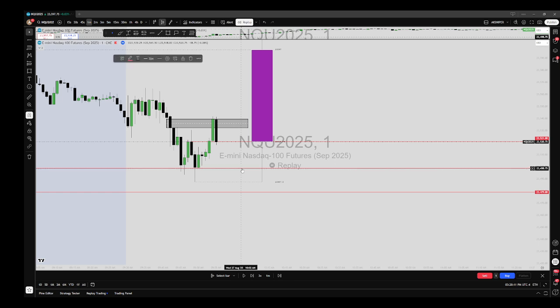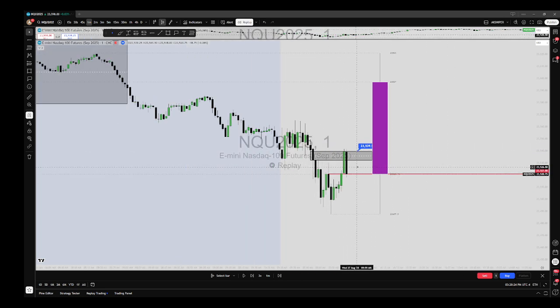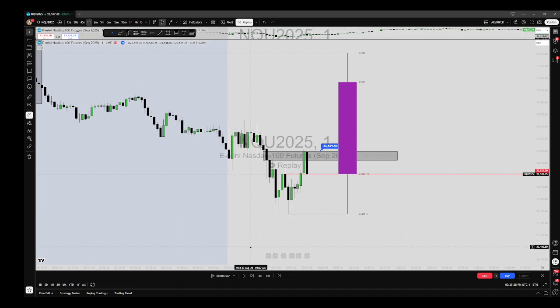So if we want longs to be valid here, right, we want to see a closure above this level, right? We want to see a closure above 23.5, I believe it was 539. That's the one we called out during live as well, 23.539. So we want to see a closure above that level, and then we'll simply take our longs, right? So we're gonna wait.